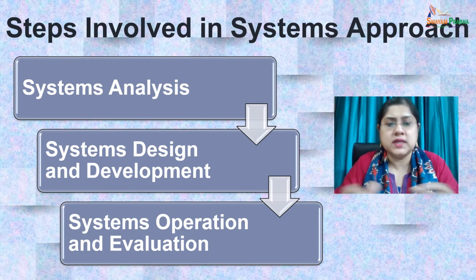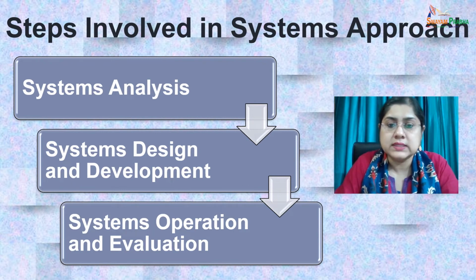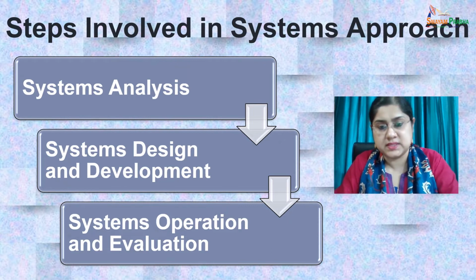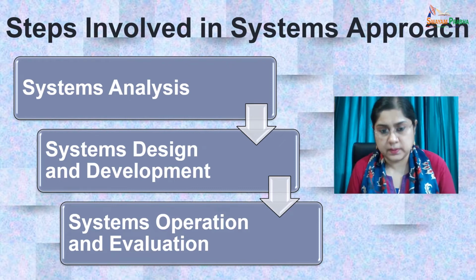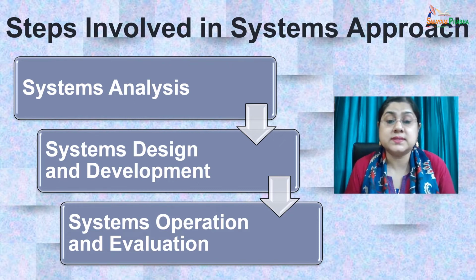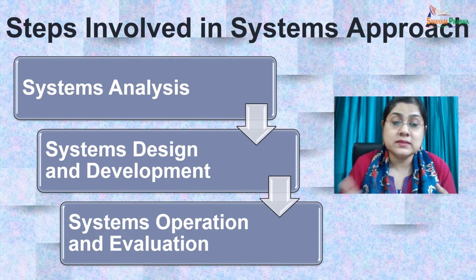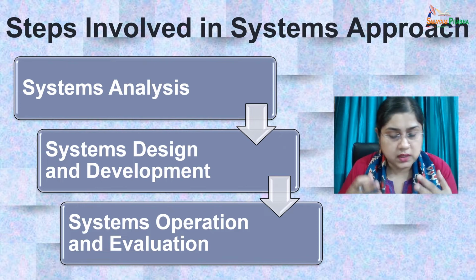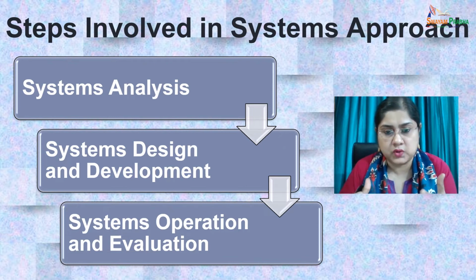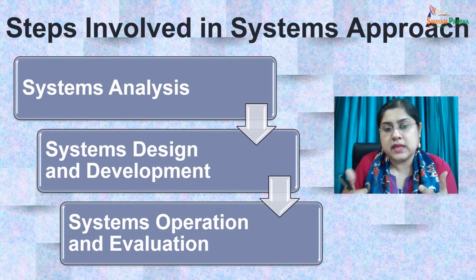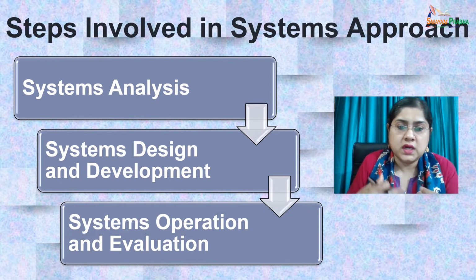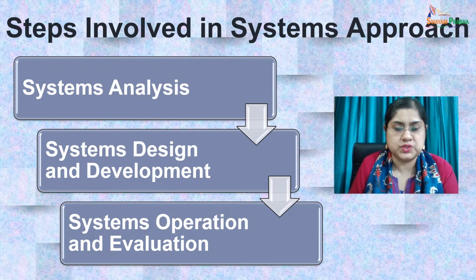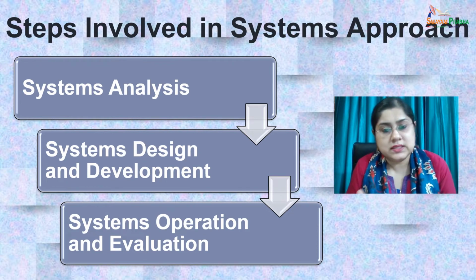Let us see what the steps involved in the systems approach are. If we talk about the steps, there are three major steps involved in the systems approach. The first step is the system analysis. The second step is the system design and development, and the third step is the systems operation and evaluation. All these three steps are very, very important. They go one by one, and they are very important in terms of following the systems approach. So let us see what exactly these three steps mean.